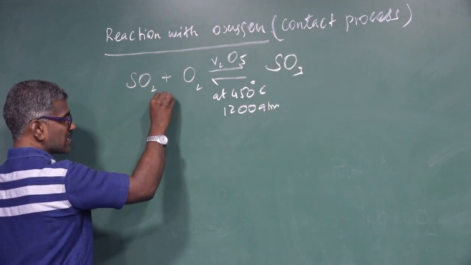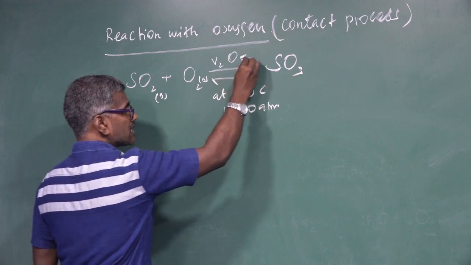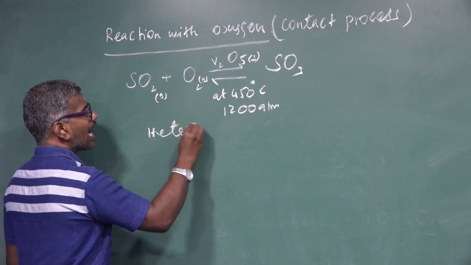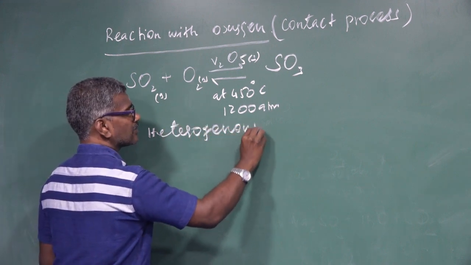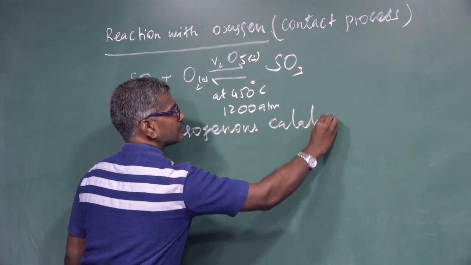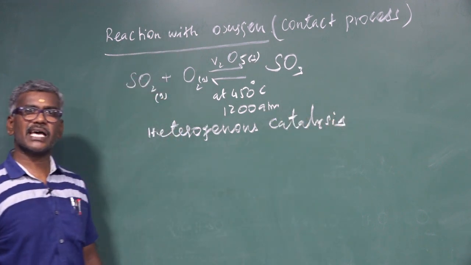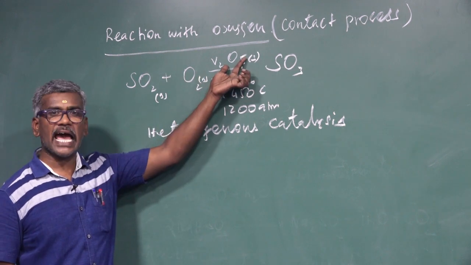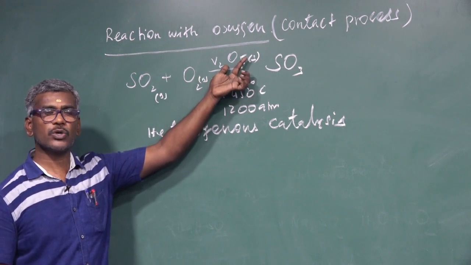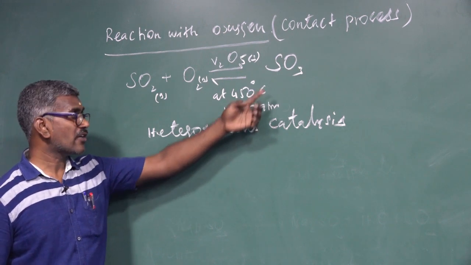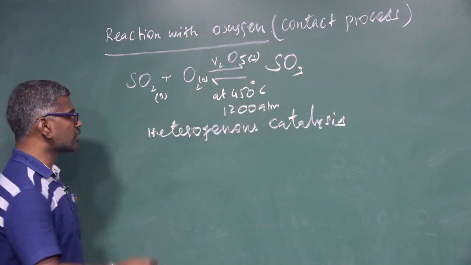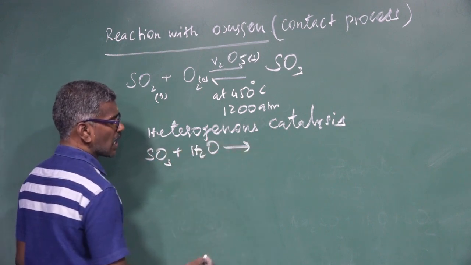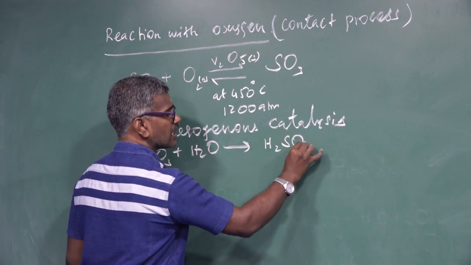The reactants are in the gaseous state, and the catalyst is in the solid state. This is the best example for heterogeneous catalysis. What is heterogeneous catalysis? A reaction in which the reactant and catalyst are in different phases is known as heterogeneous catalysis, as in the formation of SO3. This SO3 further reacts with oxygen or dissolves in water to form sulfuric acid.